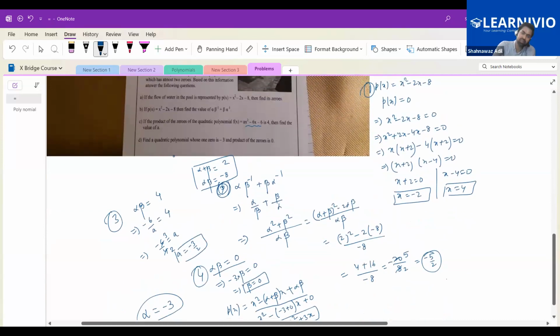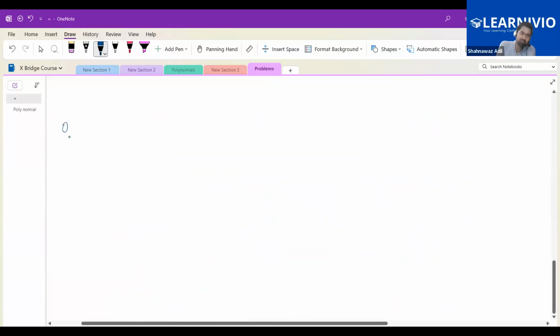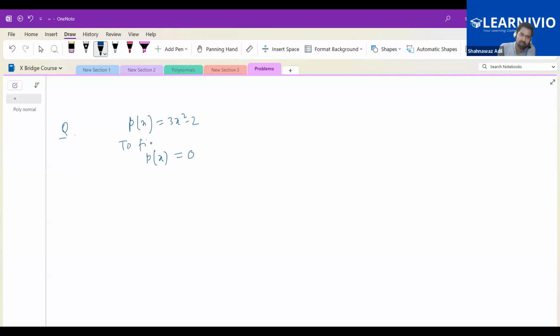The question to discuss is: find the zeros of the quadratic polynomial 3x square minus 2 and verify the relationship between the zeros and the coefficients. So you have a polynomial which is 3x square minus 2, right? And we want to find the zeros of this polynomial. To find the zeros, we will put p(x) equals 0 to find the solution. To verify the relationship between zeros and coefficients, first we have to find what is alpha and what is beta. Whenever you have to verify, we also have to write in this polynomial what is a.